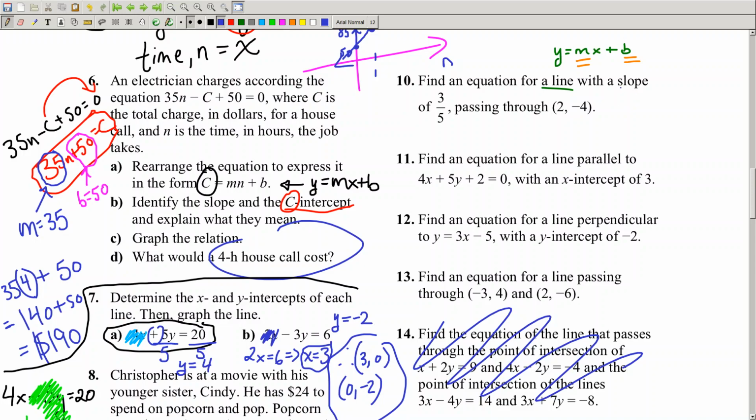So number 10, I'm given a slope of 3/5. Does that correspond to either m or b? Yes, it corresponds to m. Slope is m. So I'm given m equals 3/5, and I replace m in my equation with 3/5. What am I missing at this point? Well, I'm missing b. Can I find it? Yes, I'm given a point, x and y. So I replace x with 2 and replace y with -4, and I solve for b. That's number 10, so let's do it below.